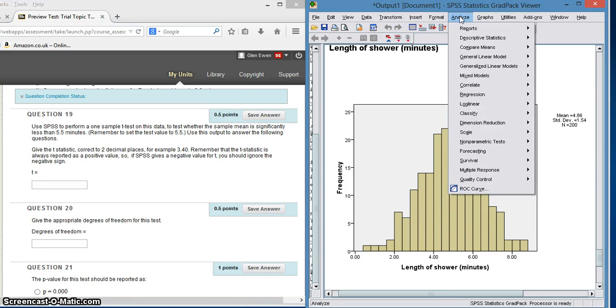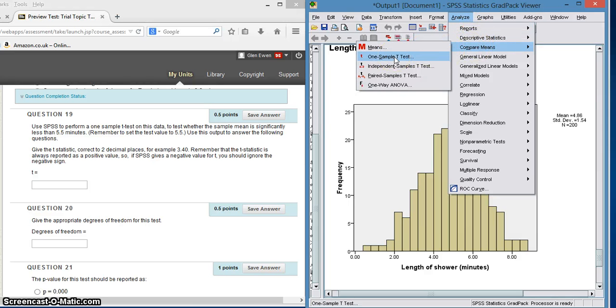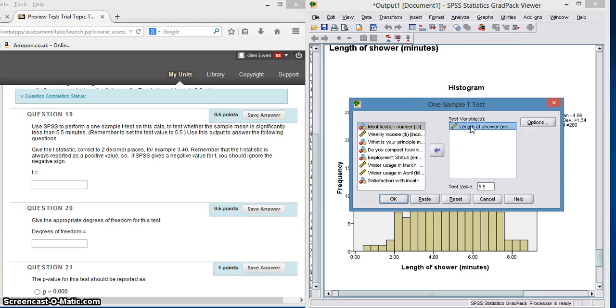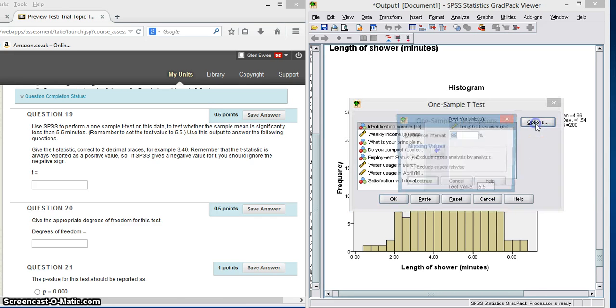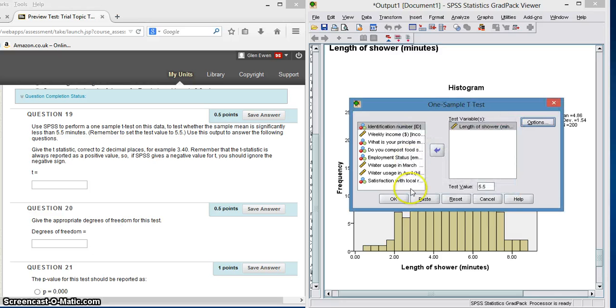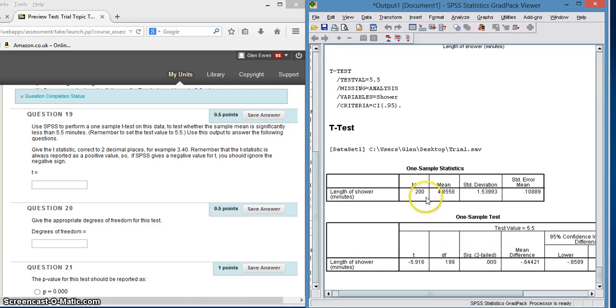So across to SPSS, Compare Means, One-Sample T Test. Length of shower is already there, and I had this prepared one earlier for you, but that should be 5.5. That's our test value. People make the mistake of not filling that in, and of course if you're not comparing it to anything, you're going to come up with a jumbled output. We're not worried about anything there at the moment. 5.5, length of shower, bang, let's see what we get.